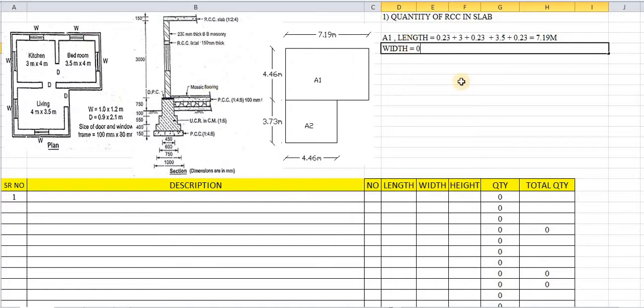This has a wall thickness of 0.23. So 0.23 plus, the width of this is 4 meters, and we will consider again 1 wall thickness, 0.23. That means this line will be drawn from this end. So 0.23 plus 4 plus 0.23 comes to be 4.46 meters. In this way we have calculated the length and width of A1. While calculating the width, we have covered 2 wall thicknesses, so this wall thickness has already been covered.